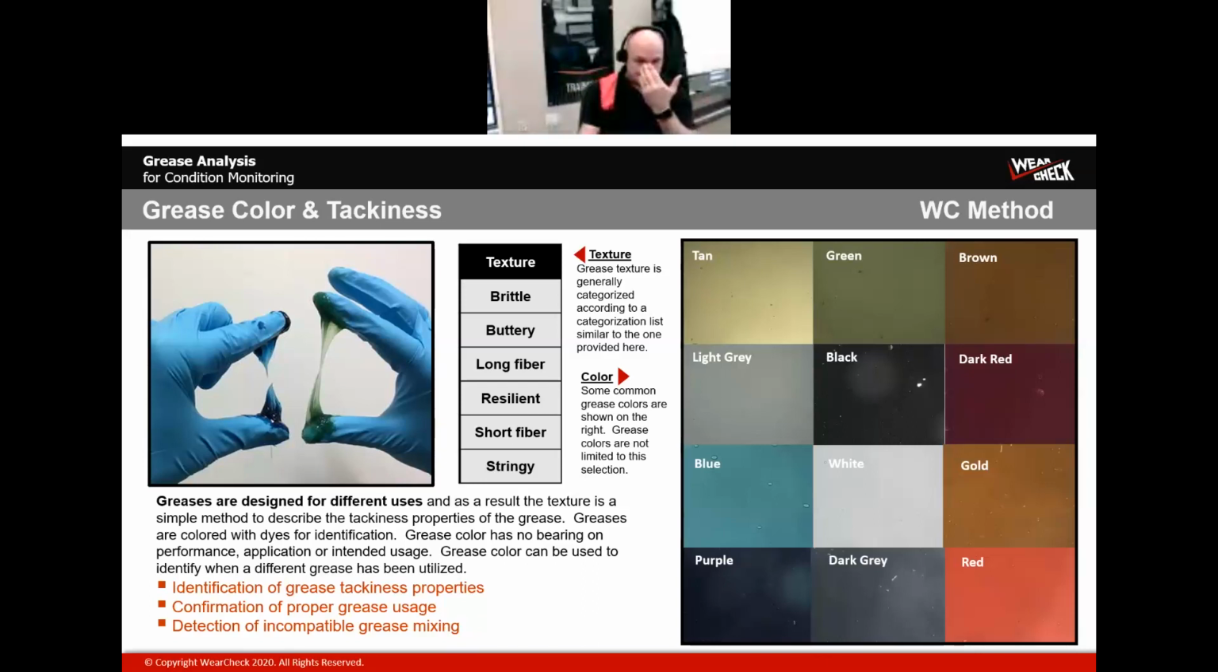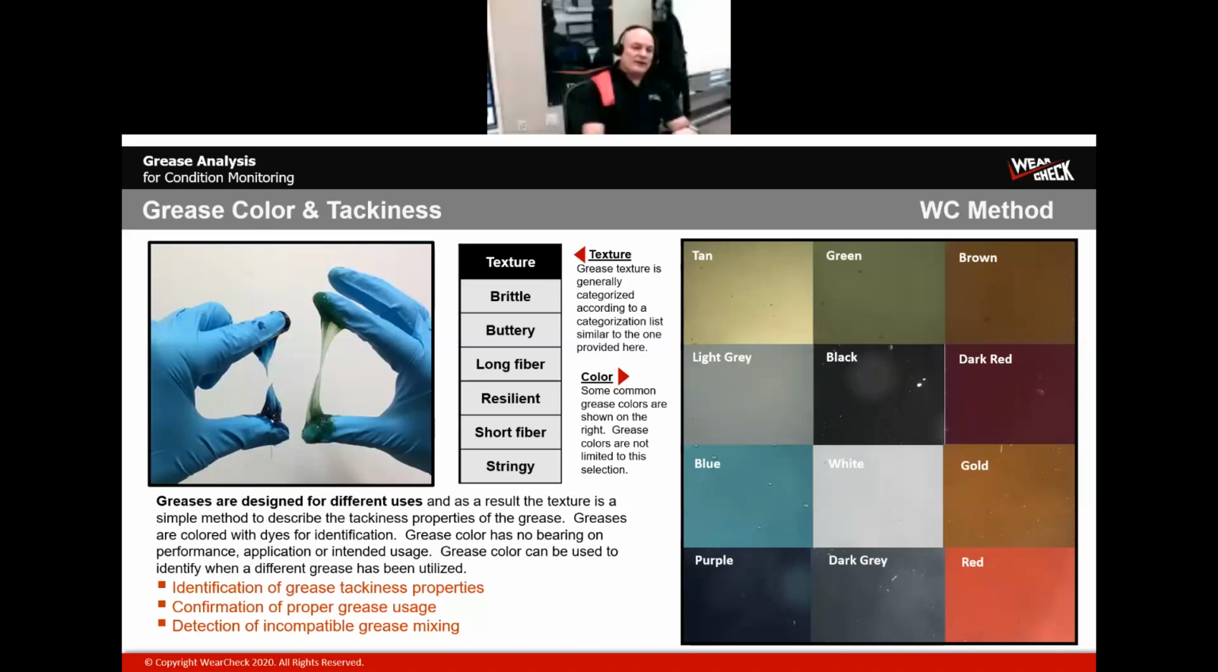The second thing is color. This is just a sampling of pictures of those. So when we get the glass plate and we do the consistency, we actually now put that under a microscope, and we do take some photomicrographs. And these are some of the common grease colors you see out there. I mean, there's tans and reds and dark reds and blacks and light grays.